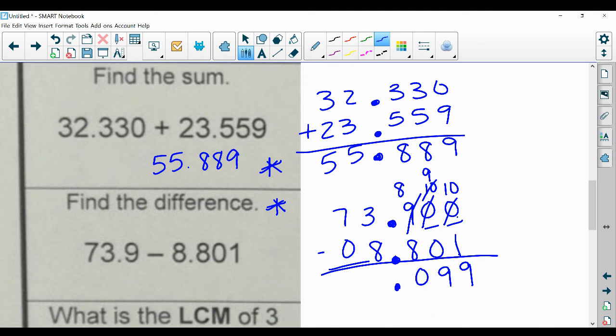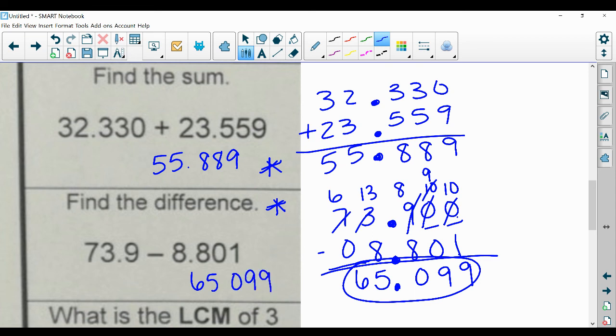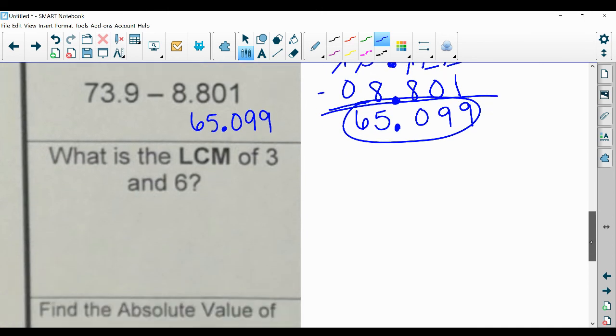Drop my decimal. 3 minus 8, there's more on the floor, so I have to go back next door. Get 10 more. 3 plus 10 is 13. 13 minus 8 is 5. 6 minus nothing is 6. It's really important not to go all the way and start cross-canceling. You should cross-cancel as you go. That way you don't get so wrapped up in cross-canceling or borrowing that you forget.